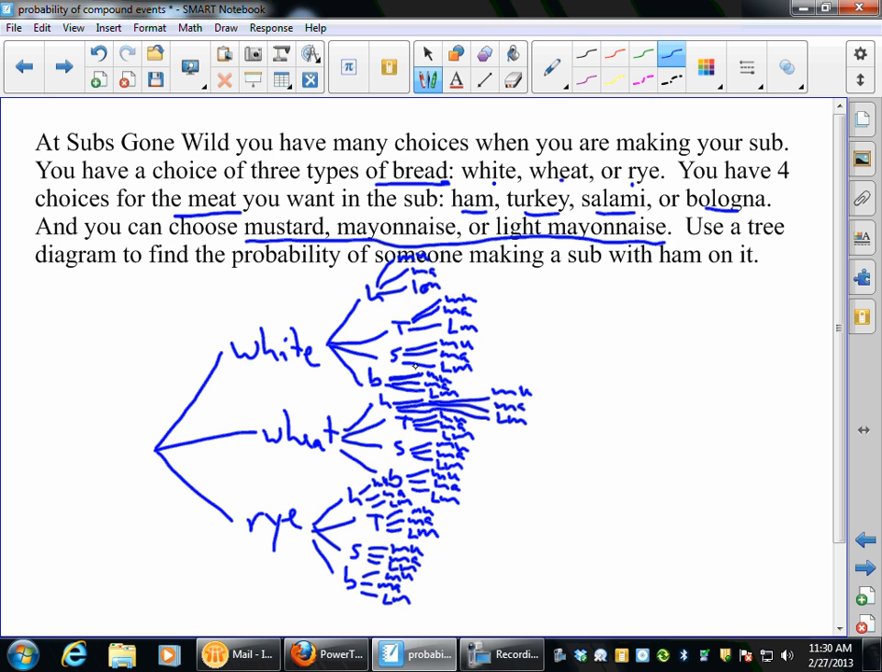And the reason I did this is because I wanted to find the probability of someone making a sub with ham on it. So I have to use this tree to find first how many total outcomes there are. To figure out the number of outcomes, I just count the ends here.